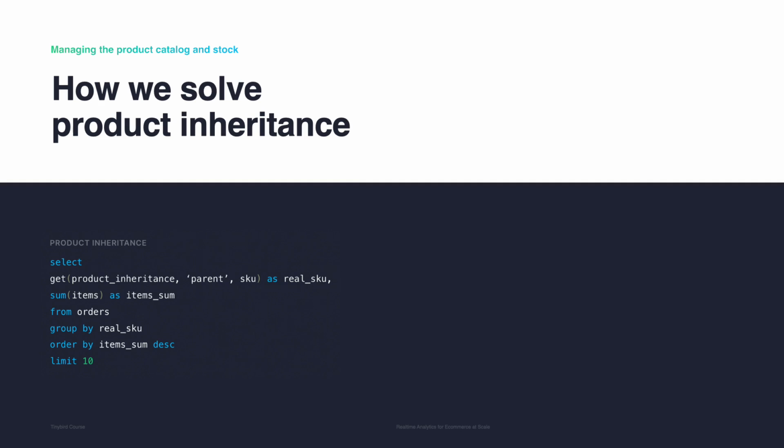So how do we solve product inheritance? As we already know, joining is usually an expensive operation, so we use the same method that we saw earlier for joining exchange rates, with a get function for speed and a dimensions table to map SKUs to the parent SKU.